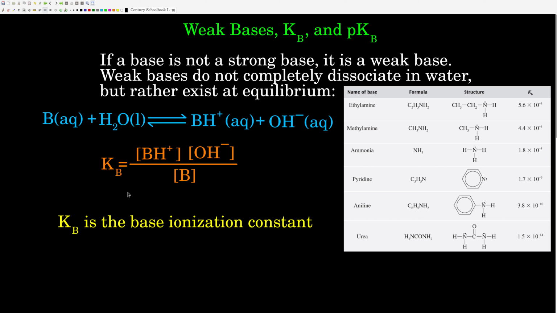And I didn't show it here, but just like with Ka, pKb is negative log base 10 of Kb, and Kb is 10 to the minus pKb. It works exactly the same. And so we see here, just like with an acid, the larger the Kb, the lower the pKb, the stronger the base. So look at these guys right here.